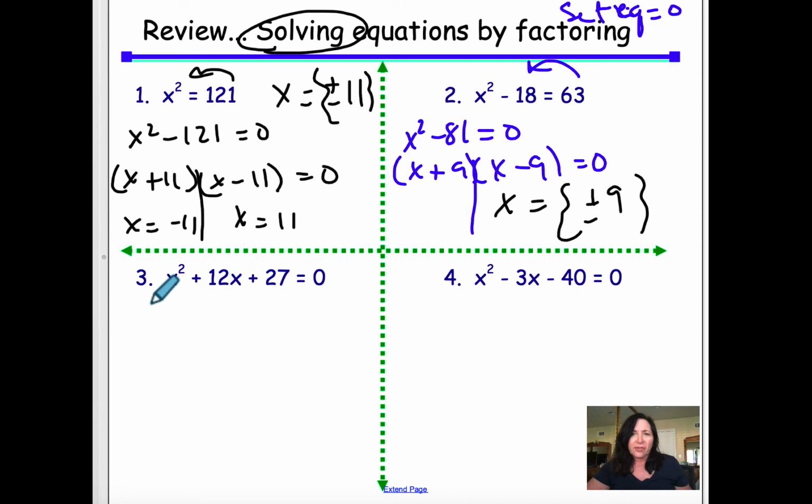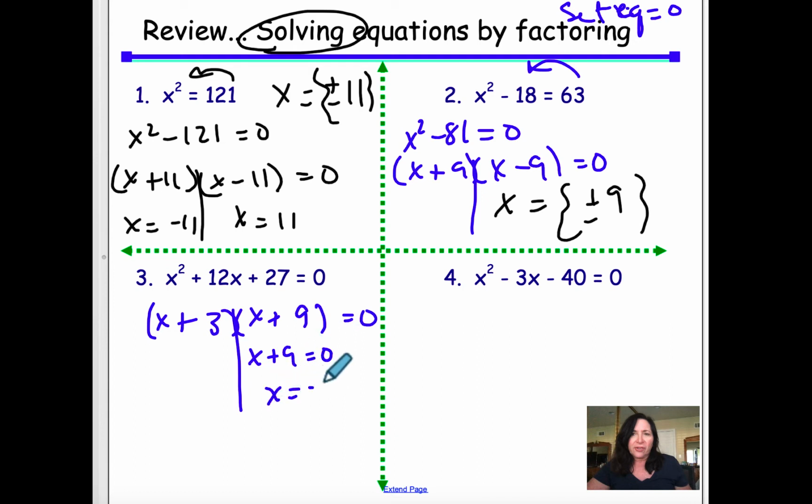For this one right here, we're going to factor, unless you prefer the British method, completely fine. This one's already set equal to 0. So we go x here, x here. They're both plus, so plus and plus. 9, probably 9 and 3. 9 plus 3 is 12. We're done. So x plus 9 equals 0, so x equals negative 9. x plus 3 equals 0, so x equals negative 3. The correct way to write your solution is x equals solution set negative 9, comma, and negative 3.